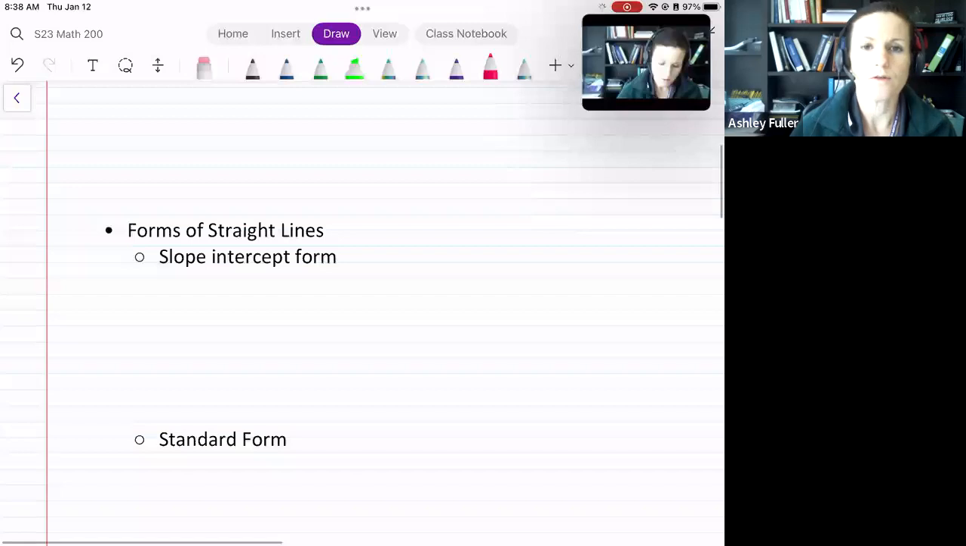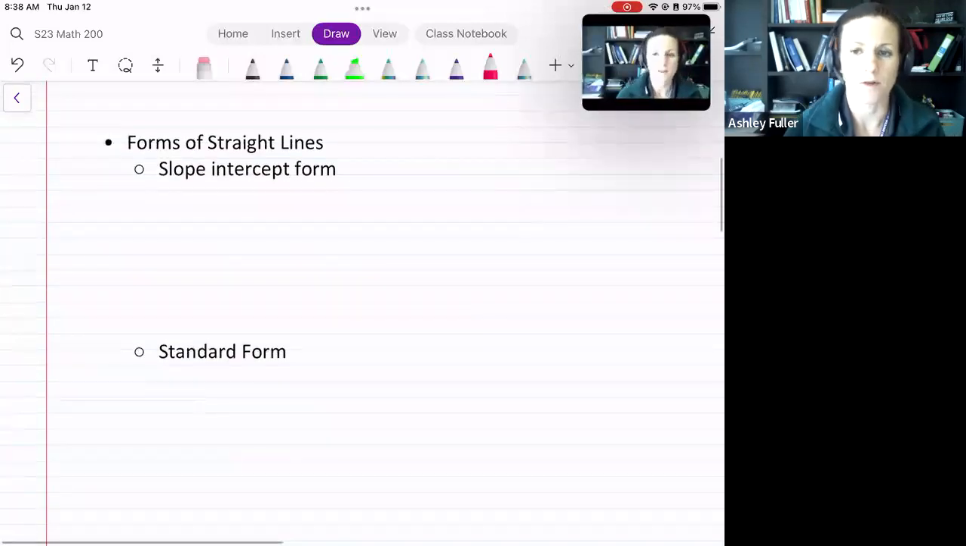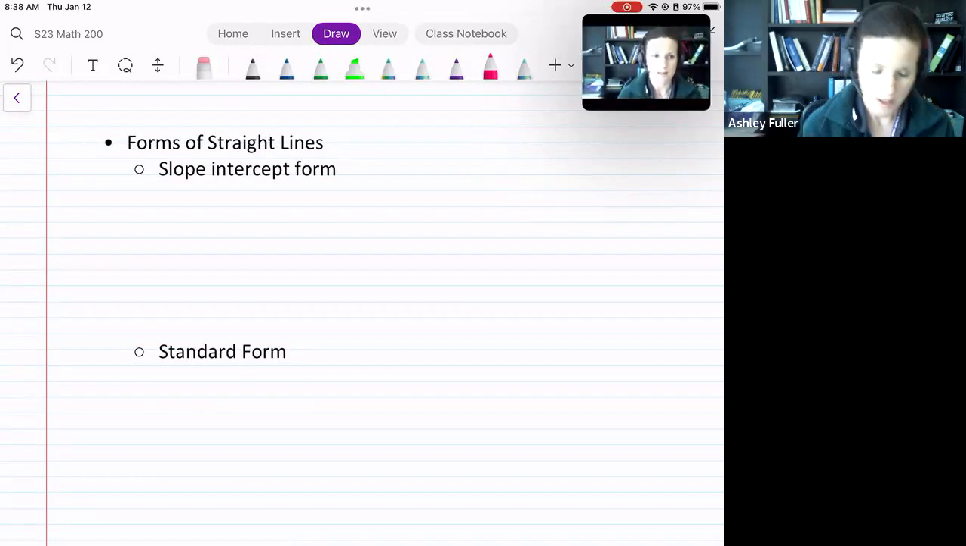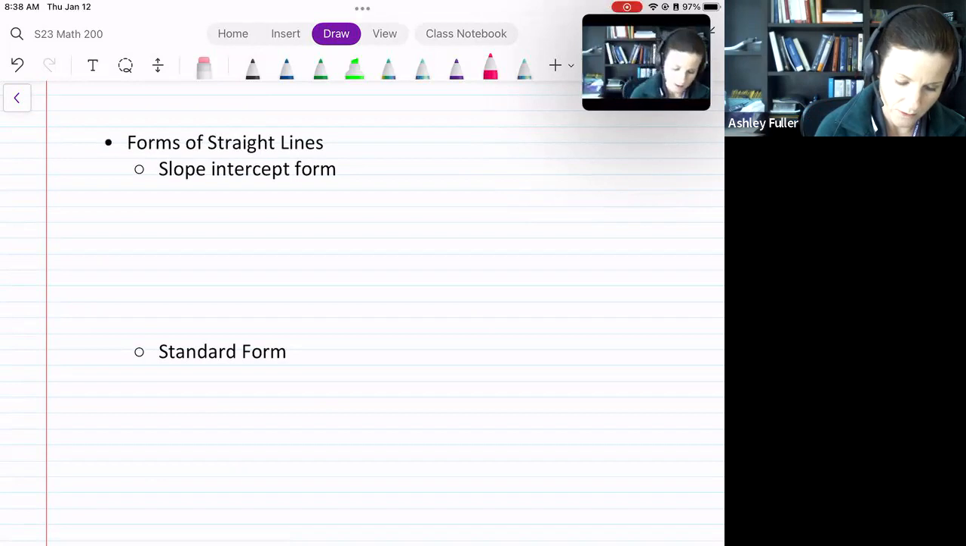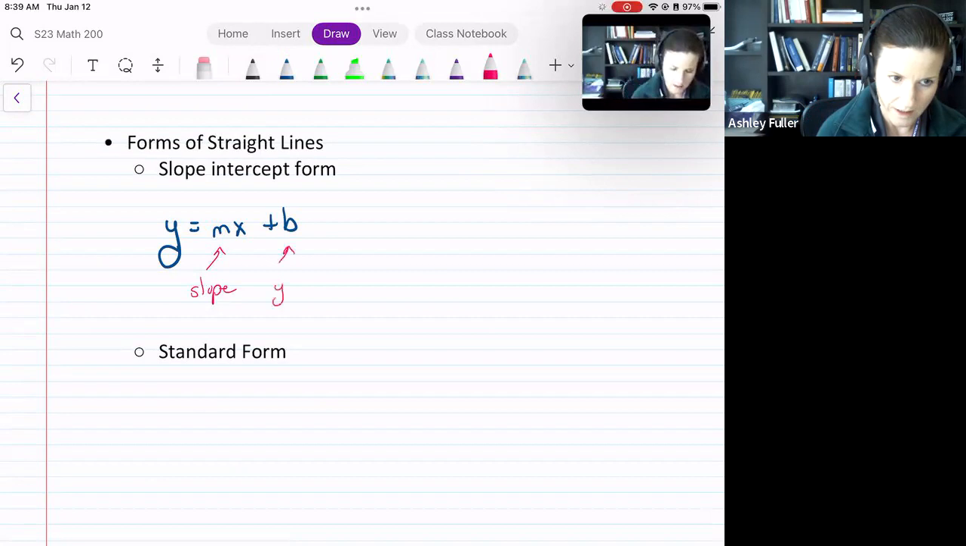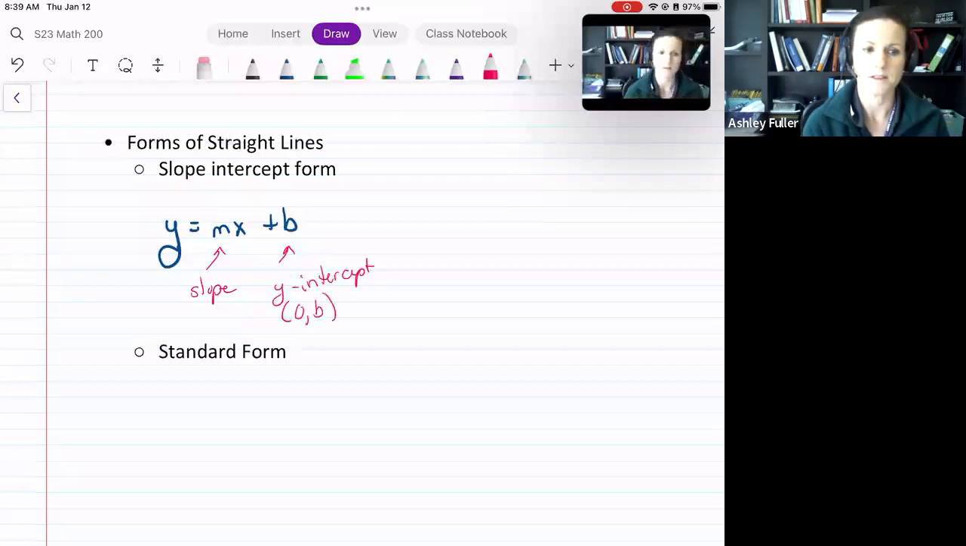Once we are able to plot points, we can then move a step further and plot and graph straight lines. We are going to look at several different forms of straight lines. We are going to look at the slope-intercept form, which is of the form y equals mx plus b, where m is the slope and b is the y-intercept. Remember, by definition, a y-intercept is where x equals 0.